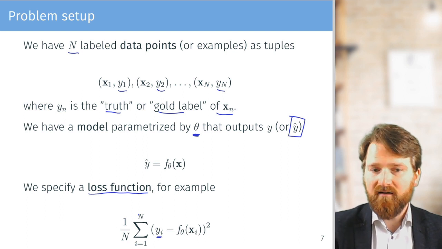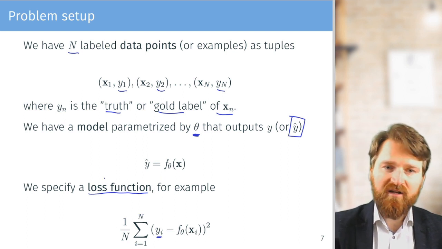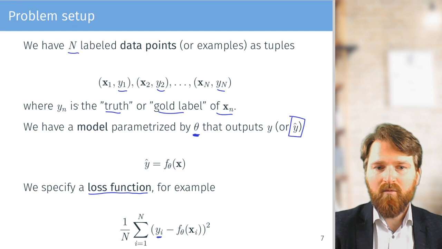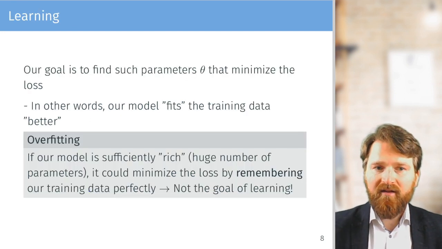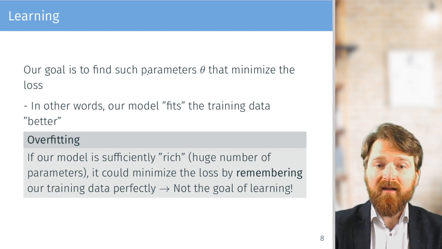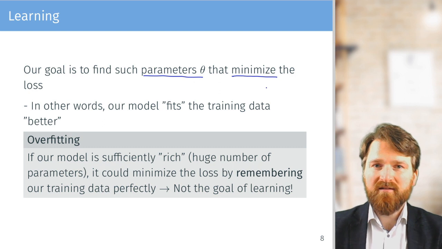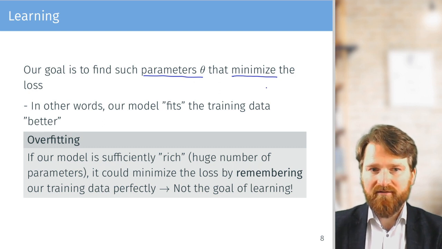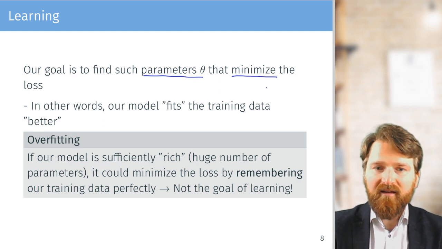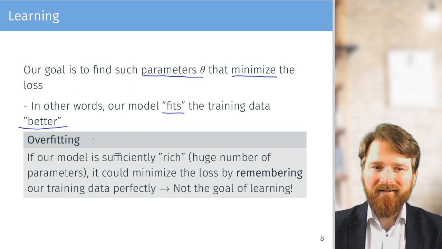We'll get to the details later, but to sum up, we have some data points, we have a model, and we have a loss function. Now, having these, the goal of learning is to find such parameters that make the loss as small as possible, that minimize the loss. So we want to fit our training data somehow better. The better, the merrier.